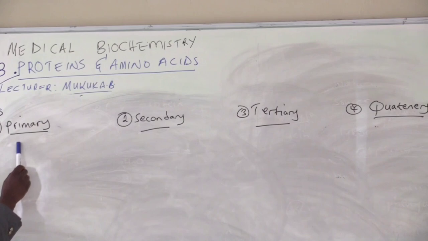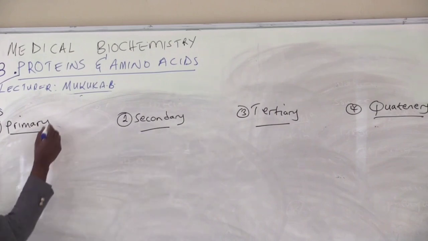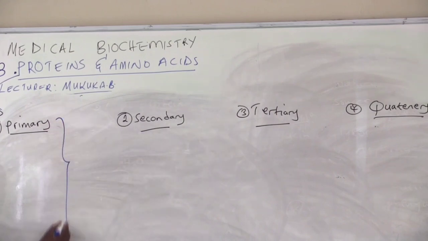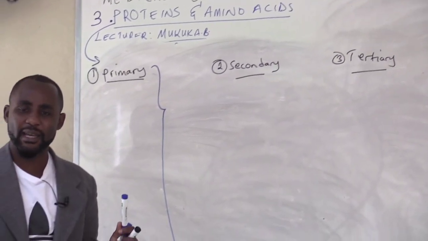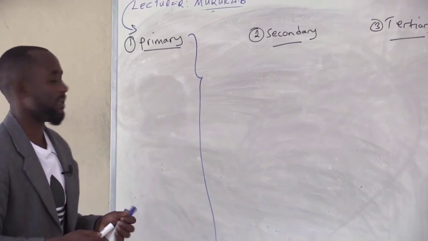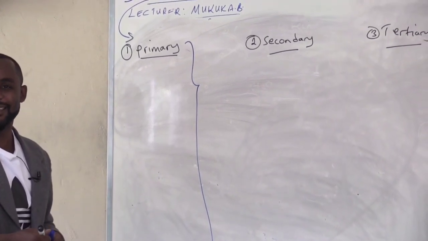So this is smaller than secondary. So let us discuss them in details. I'll start with the primary structure. Previously, I have explained to you how we get amino acids. We link them together in order to make a protein or a polypeptide.